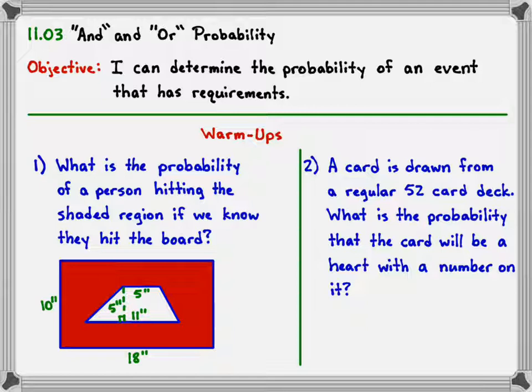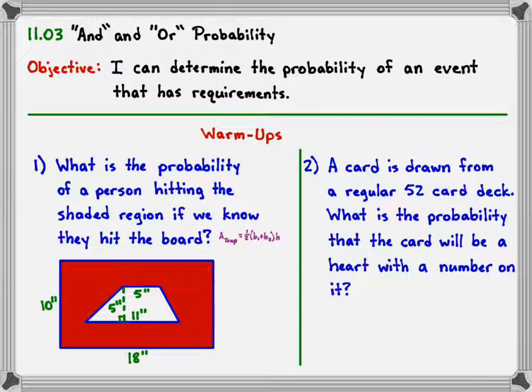For number 1, it says, what's the probability of a person hitting the shaded region if we know they hit the board? So we know that they're at least going to hit within that rectangle, but now the shaded region is actually the stuff left over from the trapezoid. So what we need to do is figure out the area of the trapezoid, and so you should know that the area of the trapezoid is 1/2 (b1 + b2) times h.